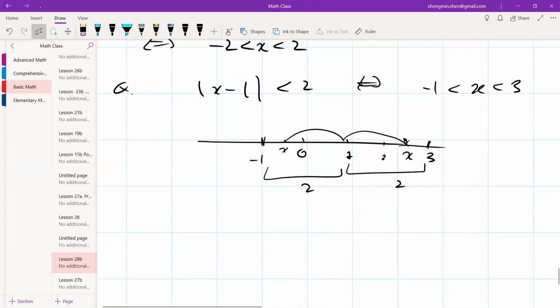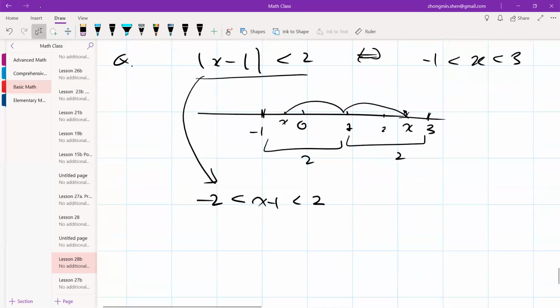How do you solve this problem in another way? If you remove the absolute value symbol, then x minus 1 is less than 2 and greater than negative 2. That's the first step. And from here, you solve for x. You can move the negative 1 to the left and at the same time move it to the right hand side. So negative 2 plus 1, and here 2 plus 1, which is 3. Excellent.